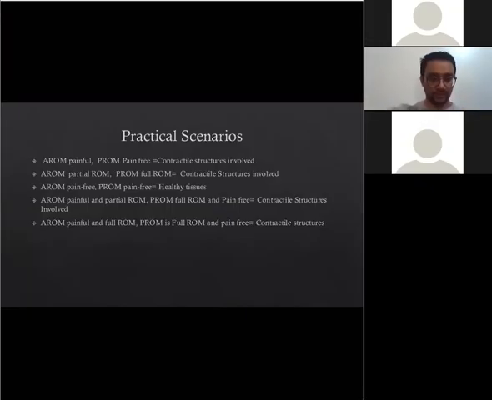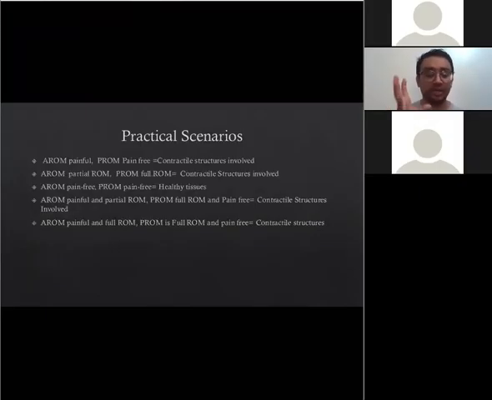Active range of motion is just up to 90 degrees, can't go any further, but the passive range of motion is complete, full. What do you think? What structure is at problem? Muscle weakness, muscle, contractile structure, muscle weakness, weak muscle. Excellent. So I know I'm asking you all these basic and simple questions, but bear with me. This is going to give us a beautiful formula and we can use that to answer any question.